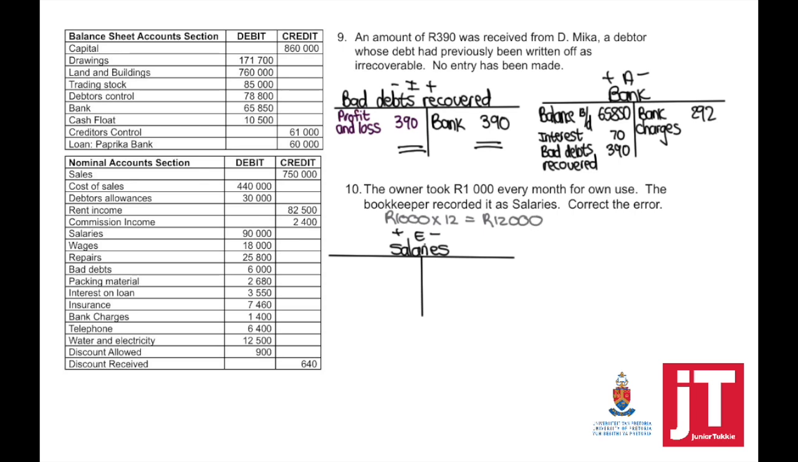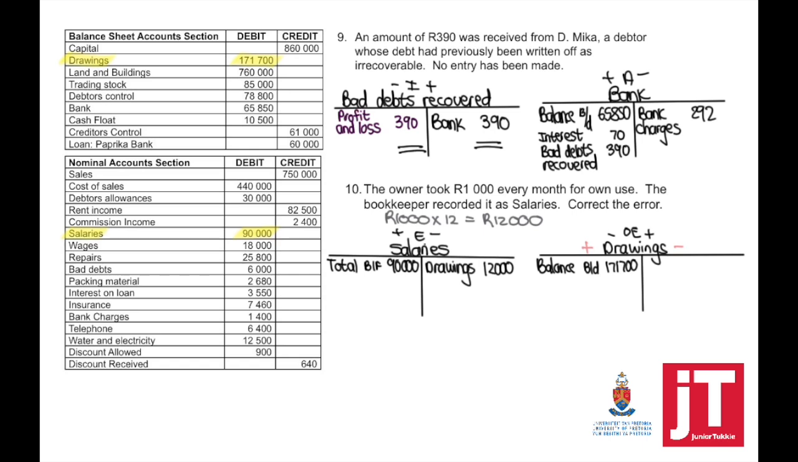Step number 1, over 12 months, 1,000 times 12 is 12,000. Salaries as a total brought forward from the pre-adjustment trial balance, 90,000. This should have gone into drawings, which means that salaries is now going to be credited, account debited, drawings. At the end of the accounting period, all income and expenses is closed off, which means that salaries is an expense which will be closed off to the profit and loss account.